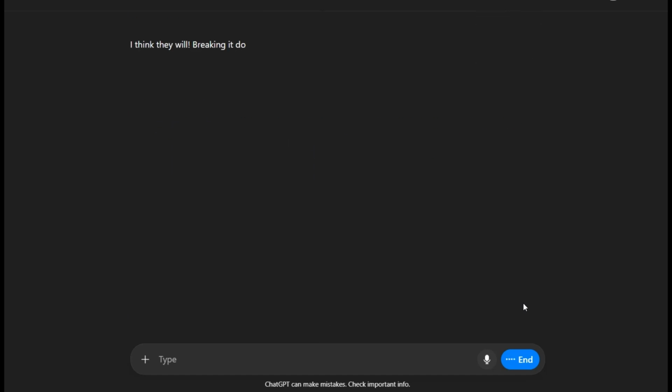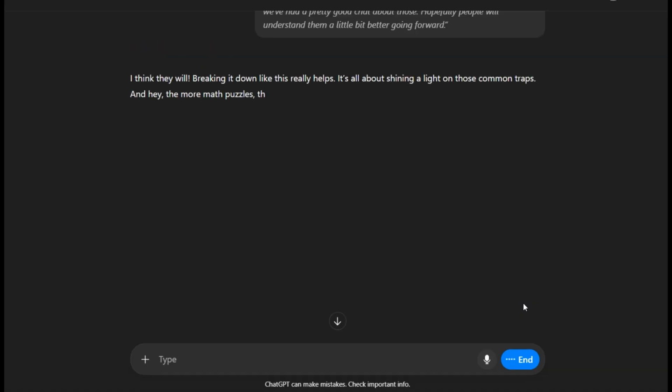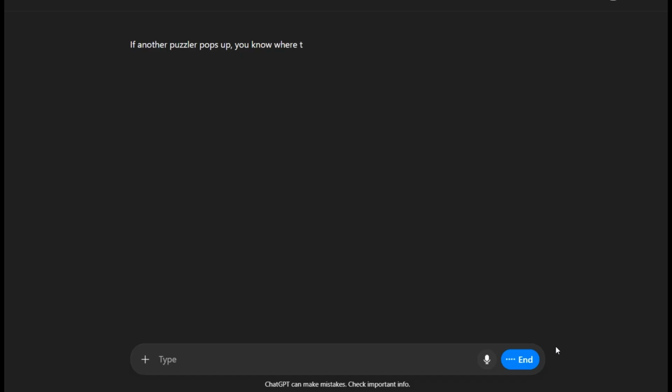I think they will. Breaking it down like this really helps. It's all about shining a light on those common traps. And hey, the more math puzzles, the more fun, right? Absolutely. If another puzzler pops up, you know where to find me. Until then, keep having fun with it.